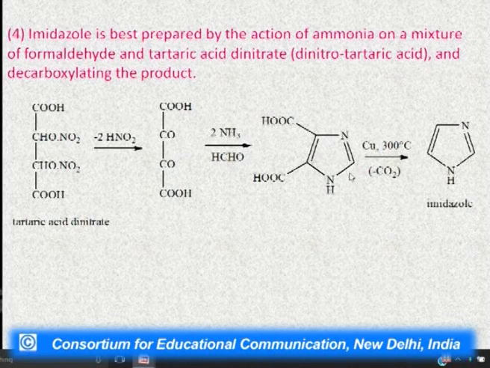dicarboxylic imidazole, which on heating will lose 2 molecules of carboxylic acid, or you can say will undergo decarboxylation, in the presence of copper at 300 degrees centigrade and finally will give us the imidazole ring.